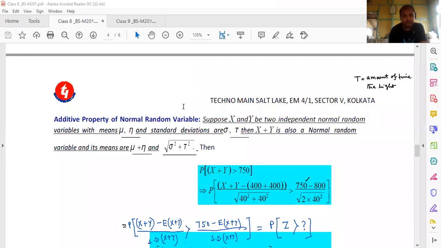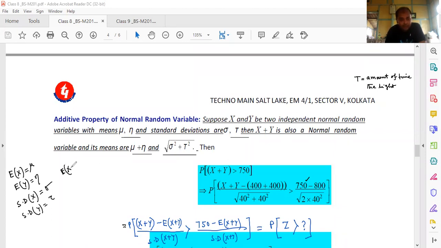So it is given in this particular property that if the expectation of capital X is mu and the expectation of capital Y is eta, and the standard deviation of capital X is sigma and the standard deviation of capital Y is tau, then in this case X plus Y, their total, is also a normal random variable.